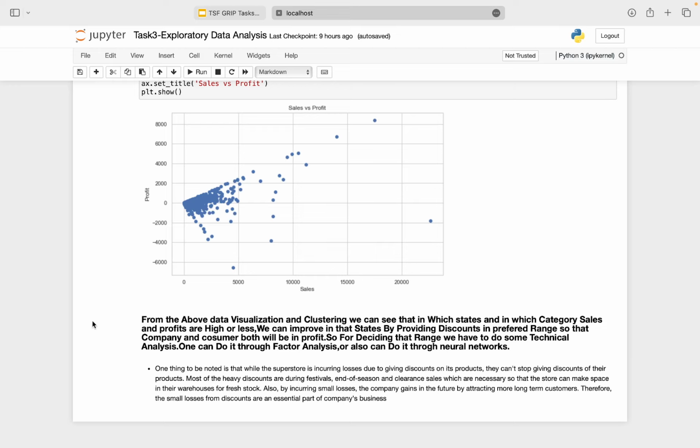So if we want to decide the range of giving the discount, we will have to do some technical analysis which goes by the name of factor analysis or neural network.